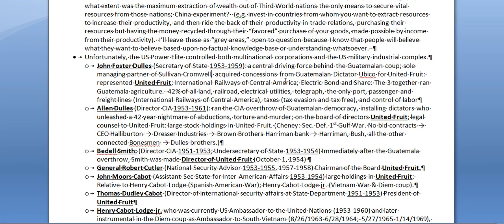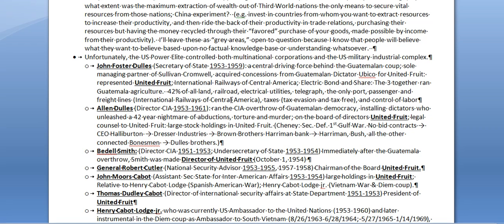Acquired concessions from the Guatemalan dictator Ubico for United Fruit. He represented United Fruit, International Railways of Central America, and Electric Bond and Share, right? All three together ran Guatemala agriculture, and they controlled, this is all United Fruit corporations here, 42% of all land, right? They controlled the railway. They controlled electricity utilities. They controlled the telegraph. They controlled the only port, passenger and freight lines, right?